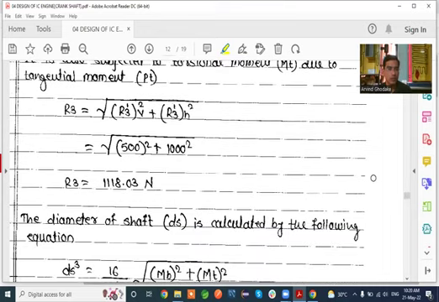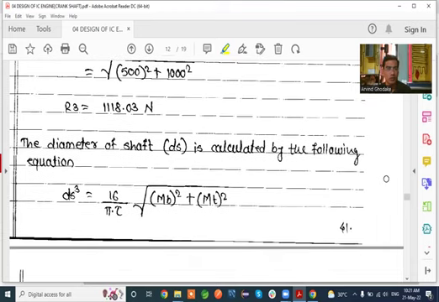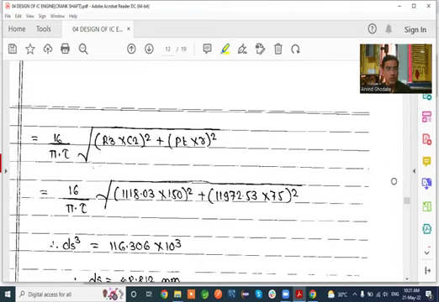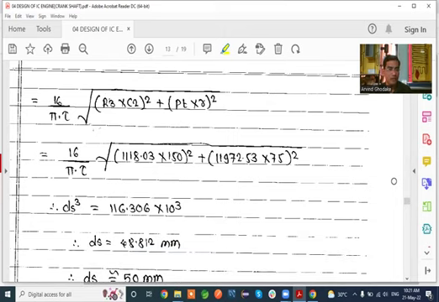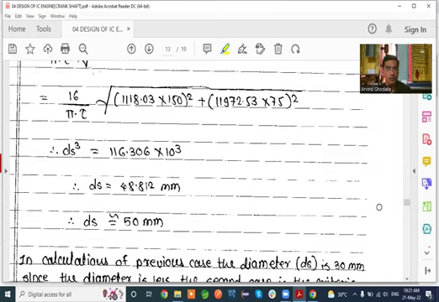The diameter of the shaft DS is calculated by the following equation. That is, DS cube is equal to 16 by pi into tau, times the square root of MB square plus MT square. Therefore, by putting the values, we will get DS cube is equal to 116.30 into 10 raised to 3. Therefore, the diameter DS will be 48.812 mm. So we are considering the rounded value, DS nearly equal to 50 mm for this shaft.